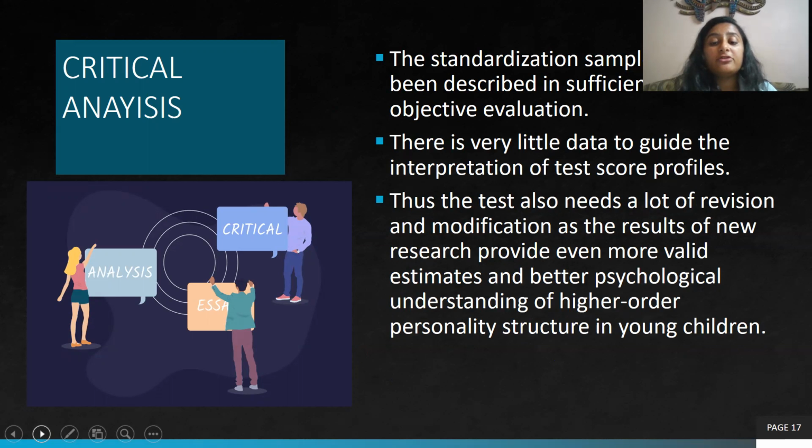Also, the scoring and the administration can be very tedious considering the length of the items and the time for separate test sections. A re-examination of the validity of the Children's Personality Questionnaire is needed according to its reviewers, since its factors are not found to correlate significantly with those they are supposed to measure. Thus, the test needs a lot of revisions and modifications as new research provides even more valid estimates and better psychological understanding of higher-order personality structure in young children.